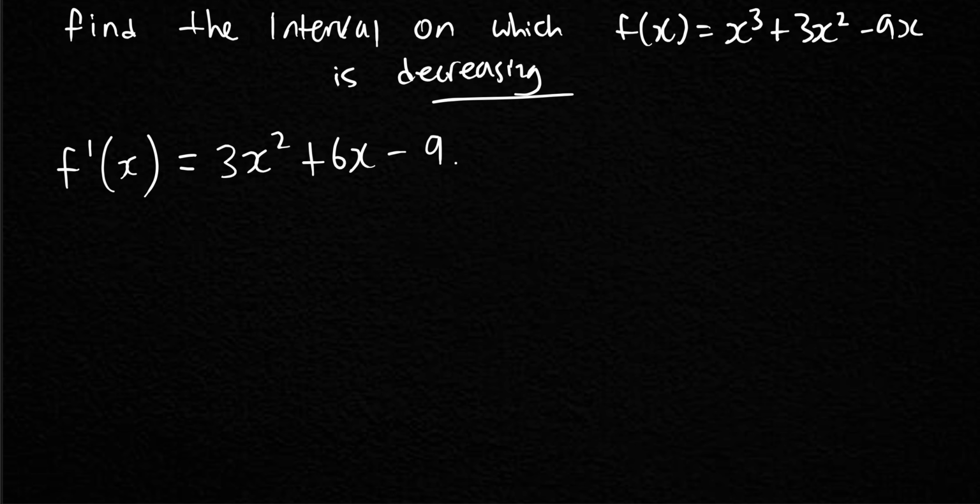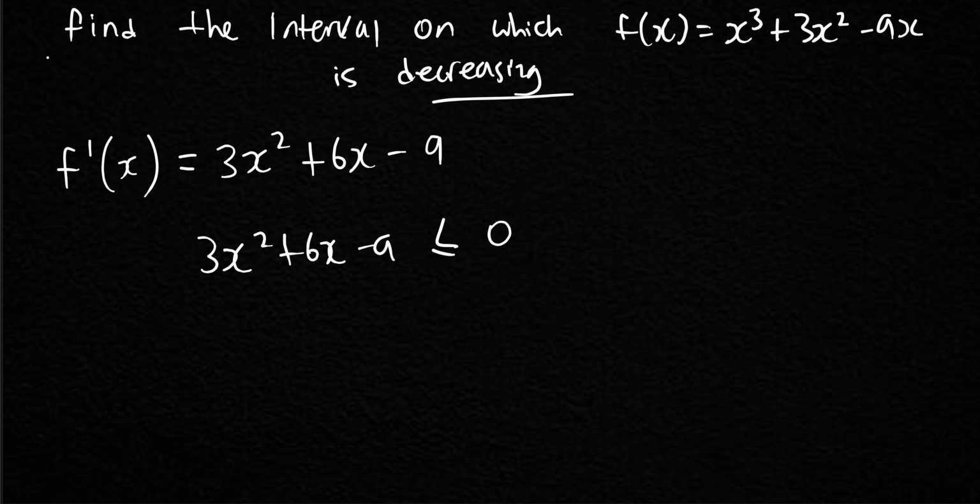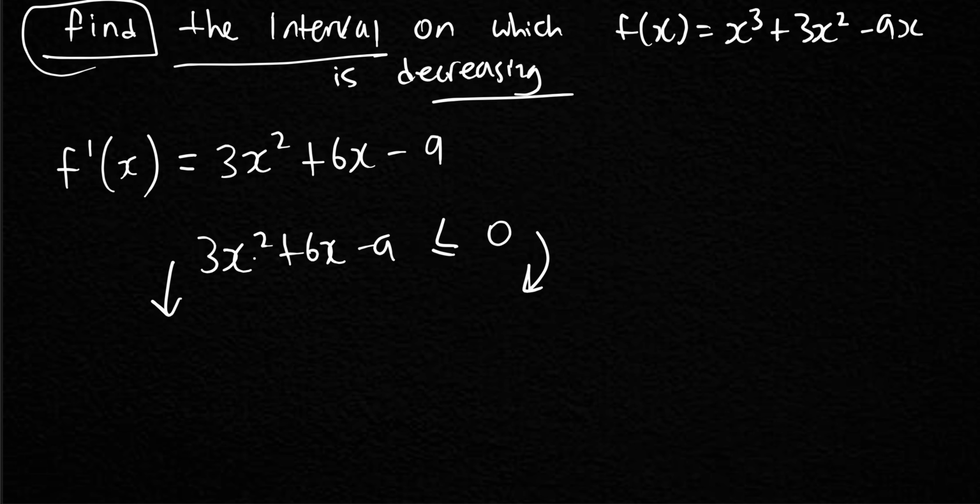So for it to be decreasing, this would have to be less than or equal to 0, right? Now the difference between this and the last question is we're just showing. We don't actually need the values of x. This time, we need to find the interval. That's why we're solving it for values of x now. Then we can divide everything by 3 because we have 3, 6, and 9.